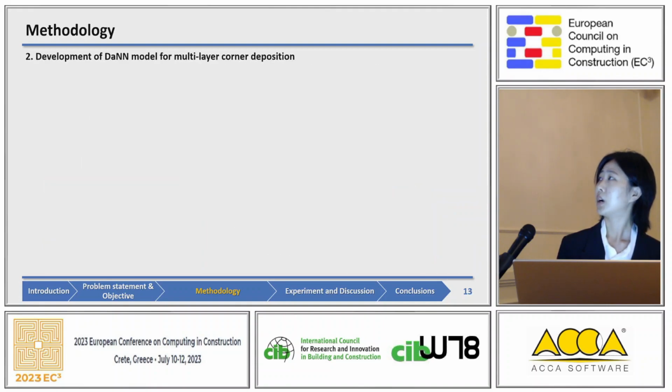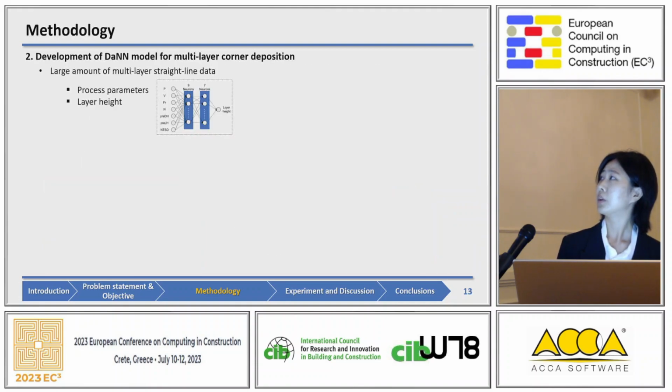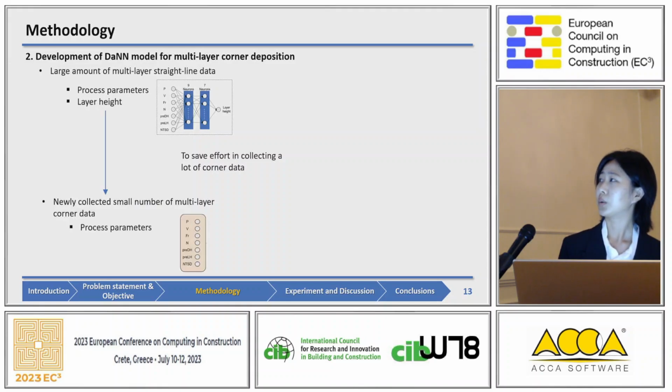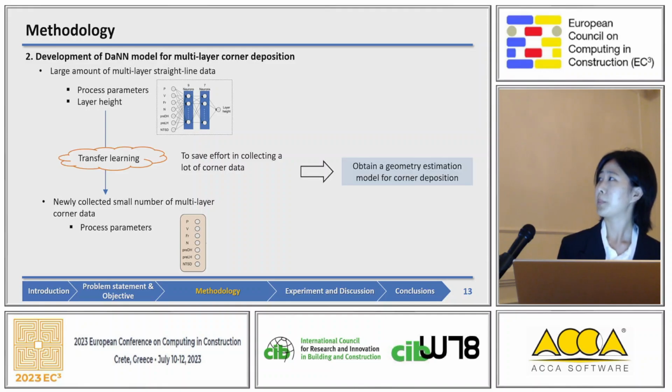And then with this model, we have a large amount of multi-layer straight line data, and we want to save effort in collecting a lot of corner data. So we newly collect a small number of multi-layer corner data, which only has the process parameter, and use a transfer learning method to obtain a geometry estimation model for corner estimation.